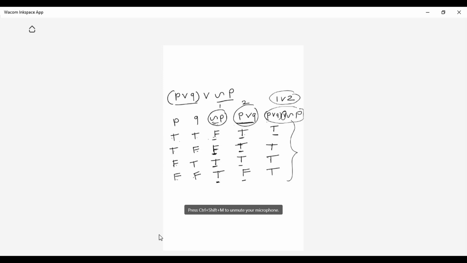Put term 1 as negation P, put term 2 as P or Q, and put the final term as 1 or 2 instead of writing P and Q, then again ORing negation of it. So it will be easier to analyze. I hope you have understood it, student.